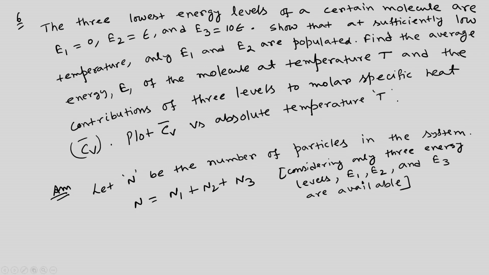So, what is N1? N1 is the number of particles in energy level E1, E2 is the number of particles in energy level E2, and N3 is the number of particles in energy level E3. Okay. And now N2 by N1 is e to the minus epsilon by kBT, right?